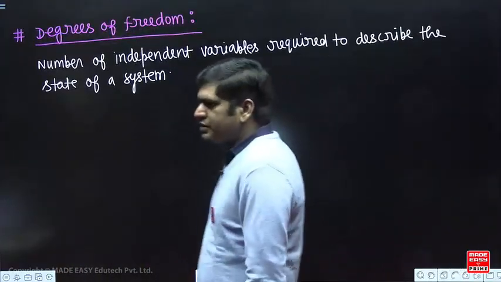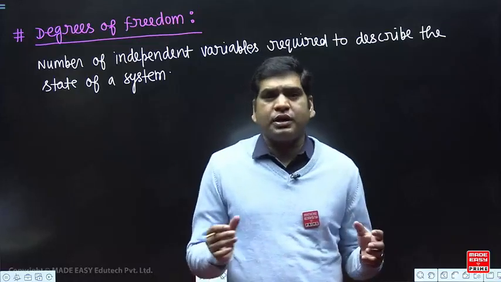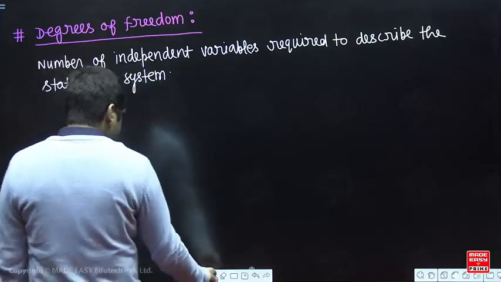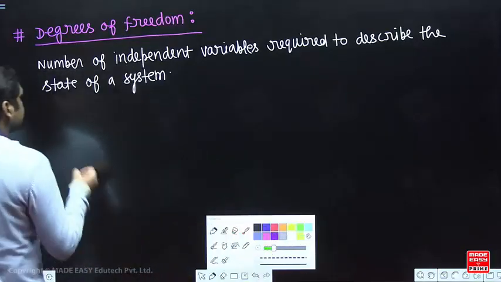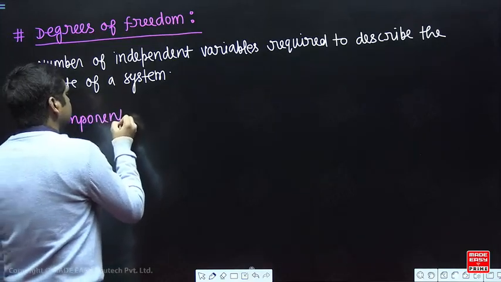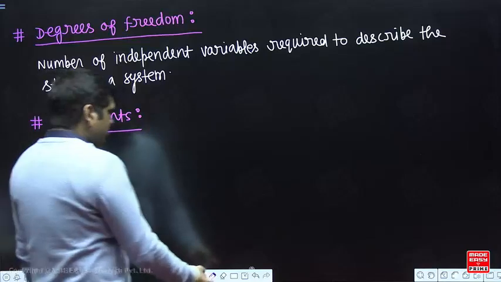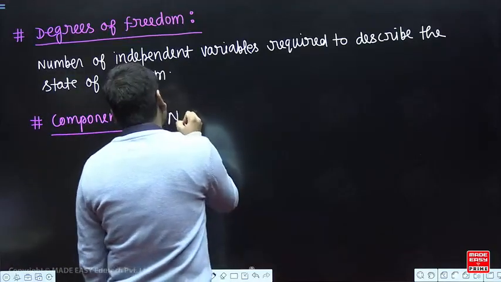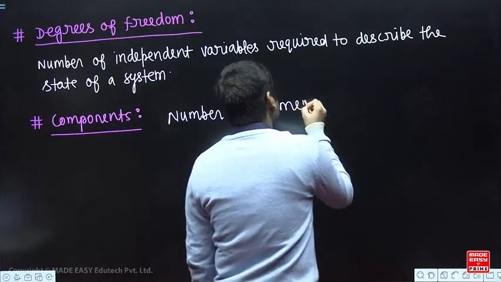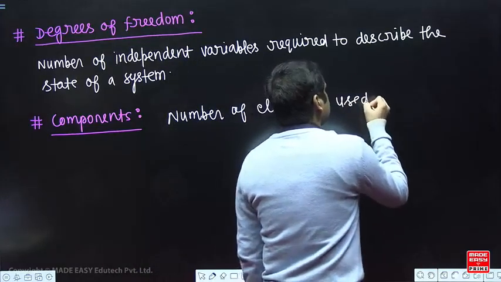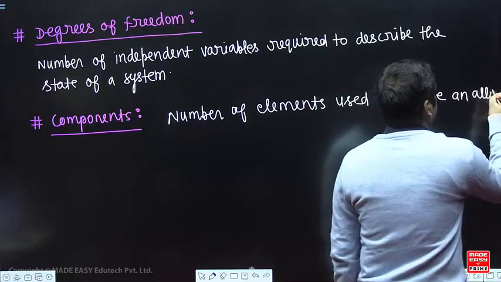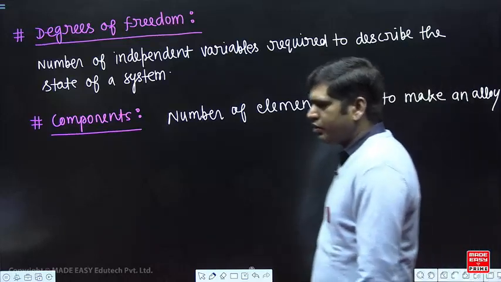Then next comes components. Component means how many elements are coming together to make an alloy: 2 elements, 3 elements, like that. So components: the number of elements used to make an alloy.